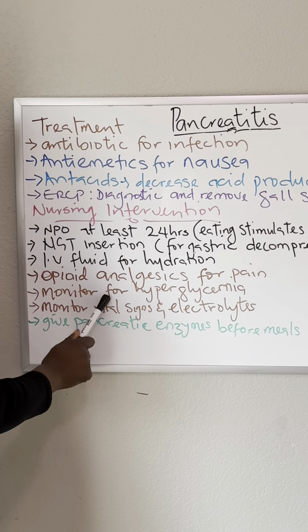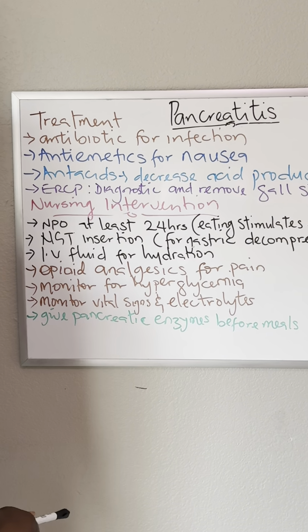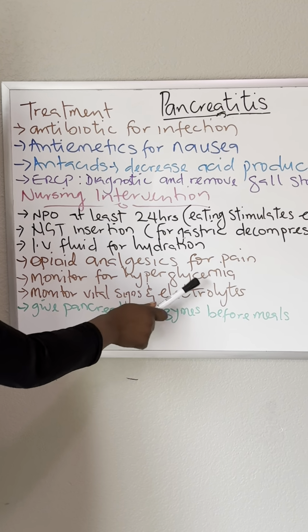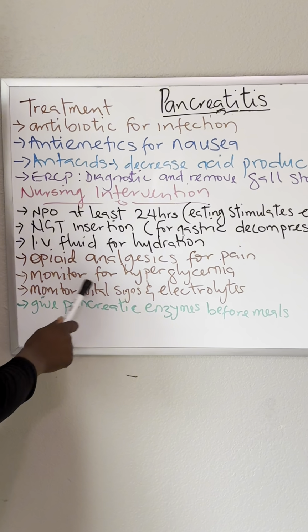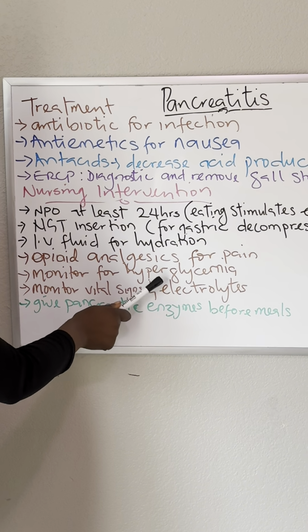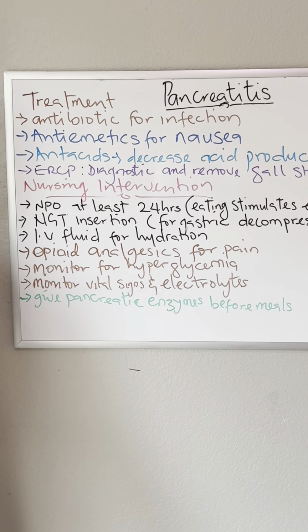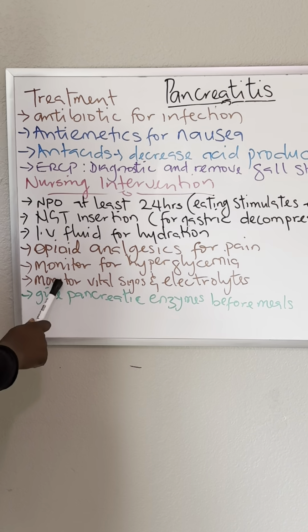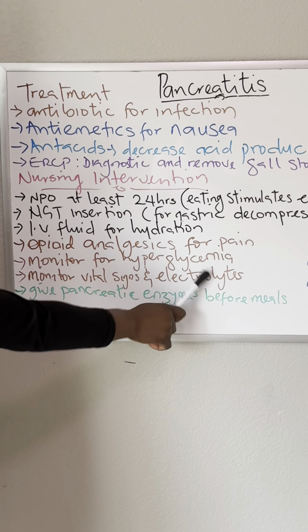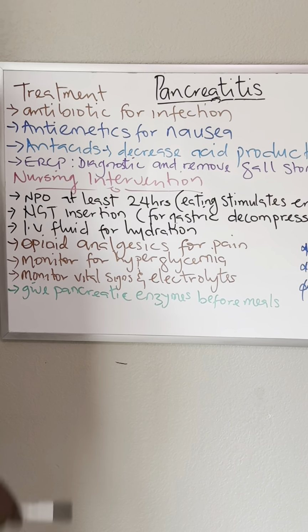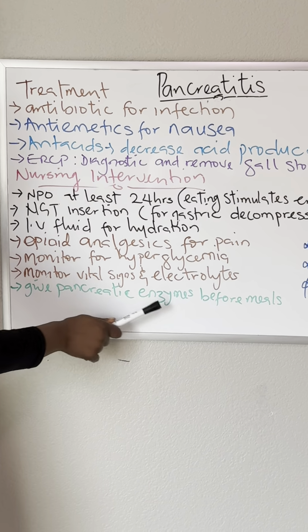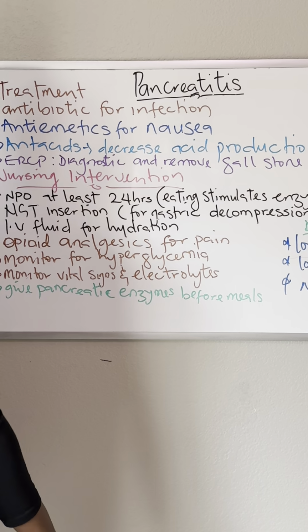Then monitor for hyperglycemia, because one of the major functions of the pancreas is to produce glucagon and insulin that help in blood sugar regulation. So you have to monitor the patient for hyperglycemia. We move on. Monitor the patient's vital signs and also monitor the patient's electrolytes. Last but not least, you give pancreatic enzymes before meals.